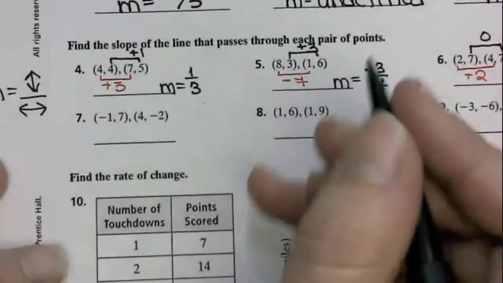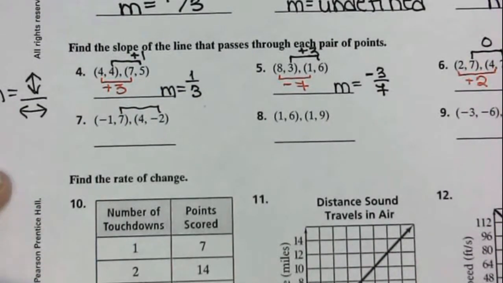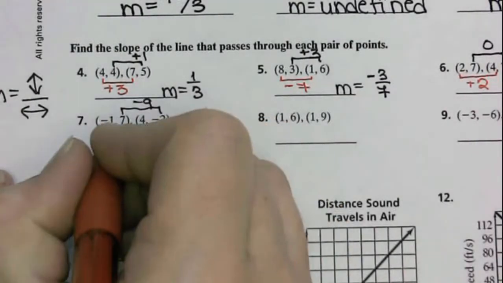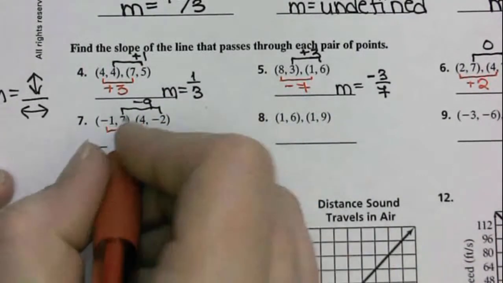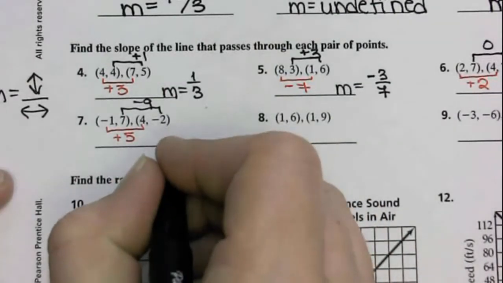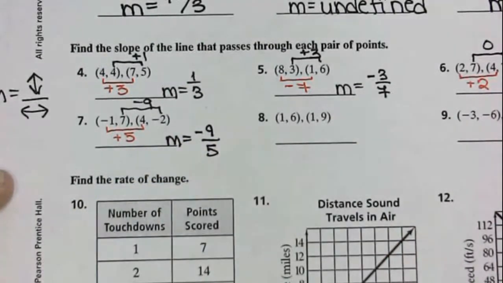All right, from 7 to -2 on a number line is back 9 spaces. From -1 to +4 on a number line is to the right 5 spaces. And so my slope is -9/5.